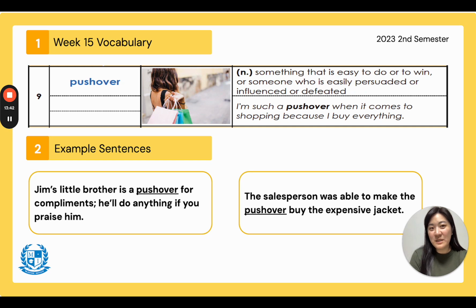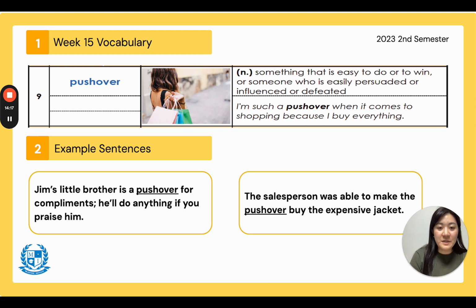Okay, example sentence 1 says, Jim's little brother is a pushover for compliments. He'll do anything if you praise him. So this boy is like, say that you want to borrow his pen. And you're like, can I borrow your pen? And he says, no. But then if you say, Jim's little brother, you're so cute and nice and so smart. Can I borrow your pen, please? And then because he's a pushover, easily persuaded, you're like, okay, yeah, here you go. And he lets you borrow it.